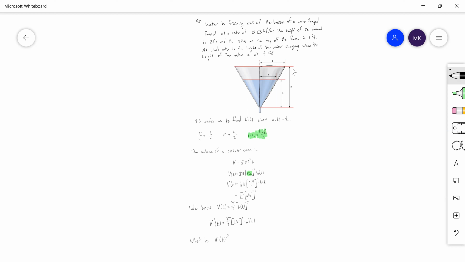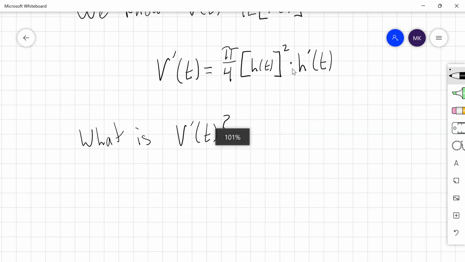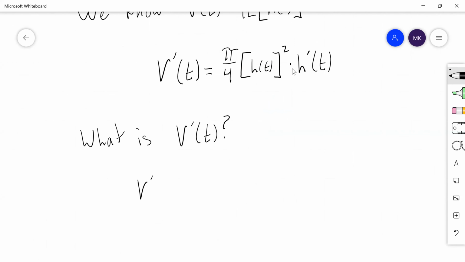Okay. So we know that the water is draining out of the bottom of the cone at a rate of 0.03 cubic feet per second. That means that V prime of t, the rate at which the volume of water in the cone is changing, is decreasing. So that means that V prime of t is negative 0.03.